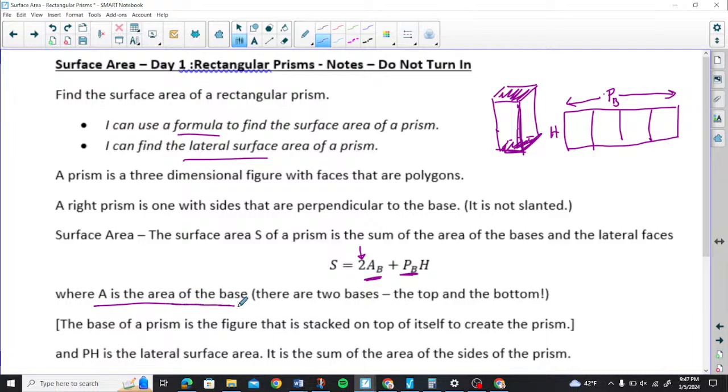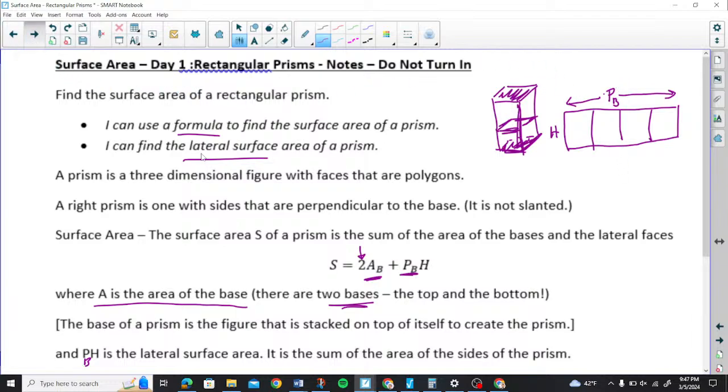So A is the area of the base, and there are always 2 bases, the top and the bottom. And the base of a prism is the figure that is stacked on top of itself to create a prism. If I cut through this real quick, I can see that this rectangle that I just drew is the same as the top one, and the same as the bottom one. And P sub B H is the lateral surface area, the sum of the areas of the sides of the prism. So we count all 4 of them as one large rectangle.